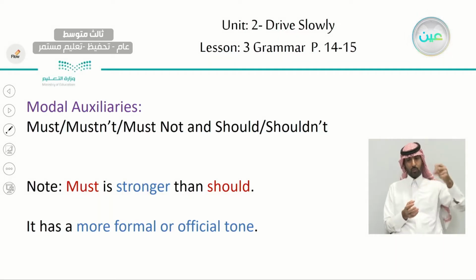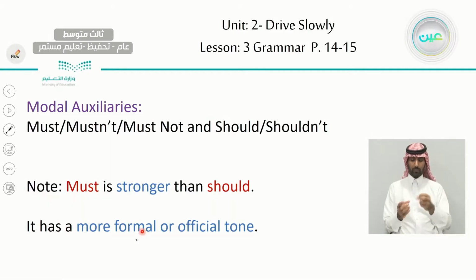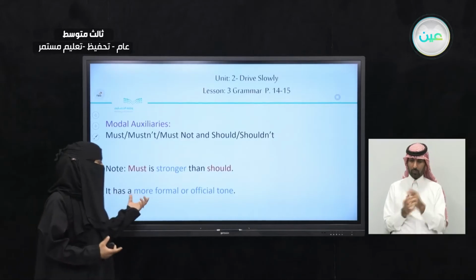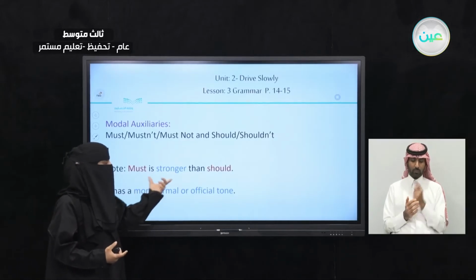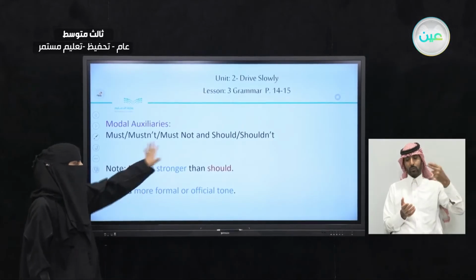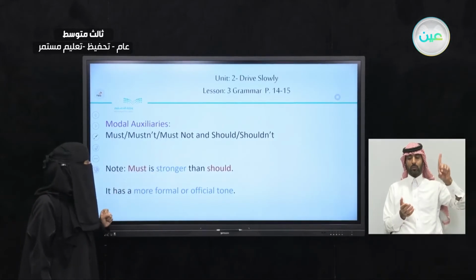The difference between them, must and must not, has a stronger voice than should. Okay? It has a more formal or official tone. When we are talking officially, we use must and mustn't instead of should and shouldn't. It is formal and official, and it is very strong. It's stronger than should. Okay, this is the difference between must and should.